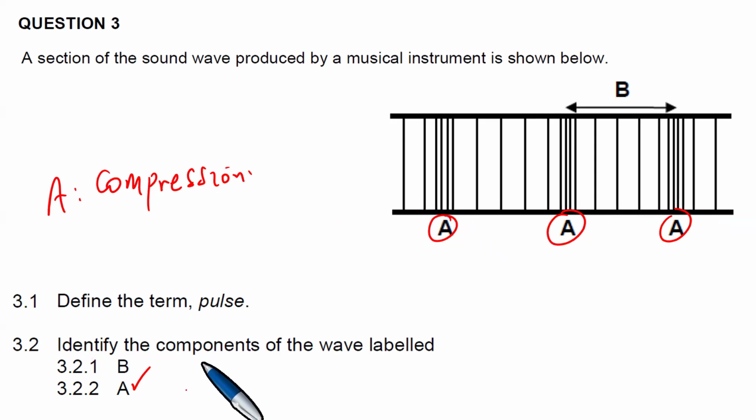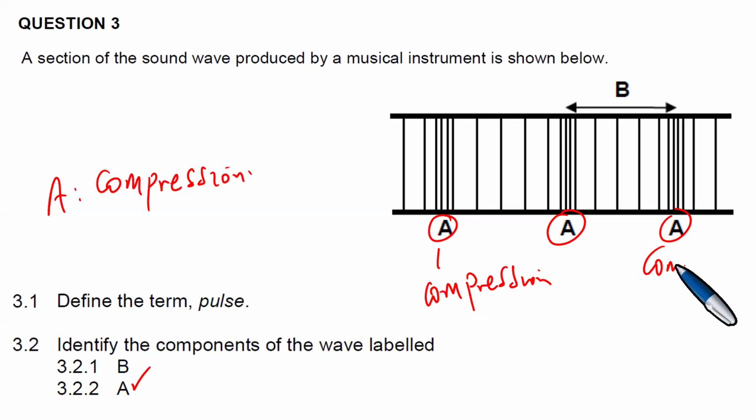So we continue. In other words, this one is called compression, and this one is also called compression, and that is called compression as well, and that is called the wavelength. So obviously this is an example of a wave that has compressions.